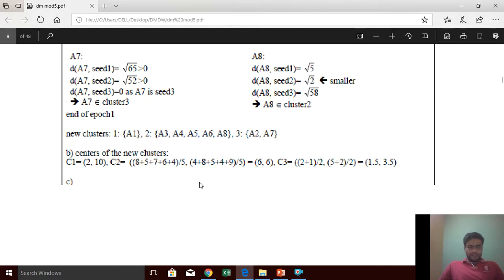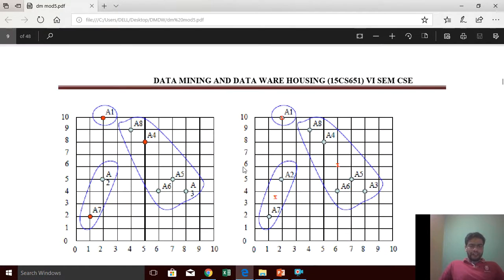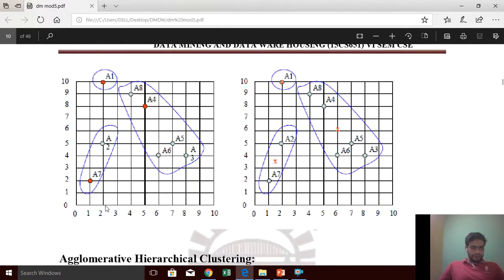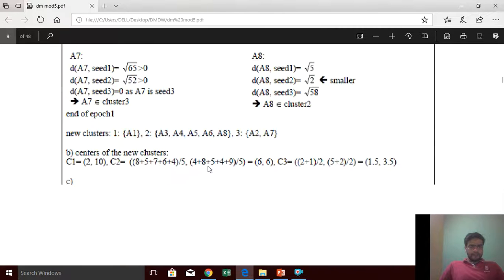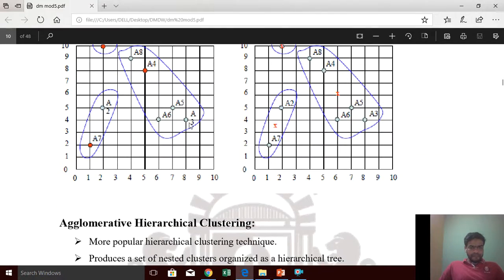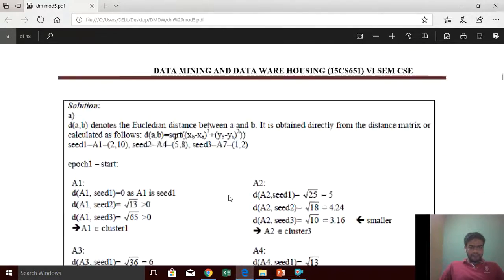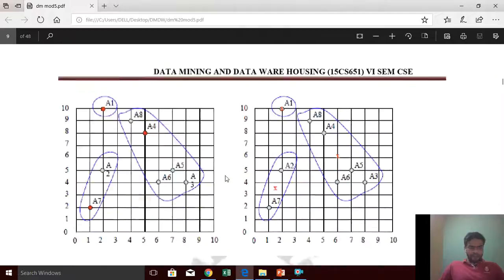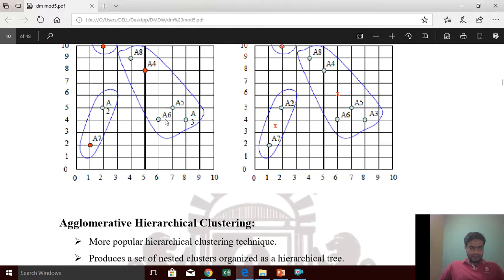So we have found out cluster 1, cluster 2 and cluster 3. So this is how cluster 3 forms. So now I need to plot a graph. We had been asked to plot a graph of 10 by 10. So A1 over here, what is the value for A1? A1 is 2, 10. This is 2, this is 10. Then what is A3? A3 is over here. A3 is 8, 4.